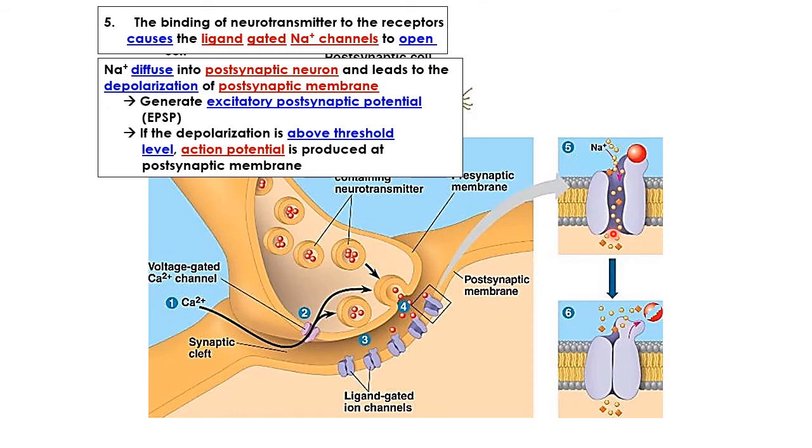When the depolarization reaches threshold level, action potential will happen in the second neuron. When the second neuron experiences the action potential, then the impulse can be transmitted on the axon of the second neuron.